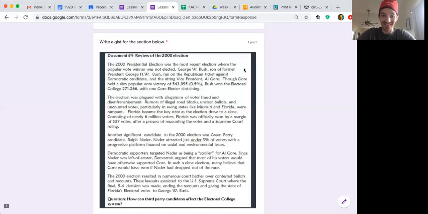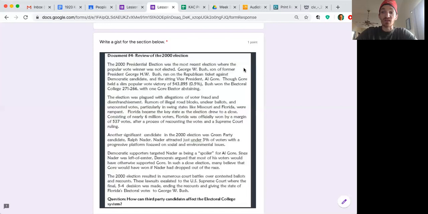The 2000 election resulted in numerous court battles over contested ballots and recounts. These lawsuits escalated to the U.S. Supreme Court, where the final 5-4 decision was made, ending the recounts and giving the state of Florida's electoral votes to George W. Bush. That's a huge text right there, guys, but it's a super important moment in history. Al Gore received more votes than George Bush in the entire United States. He received about 550,000 more votes. So about 550,000 more people voted for him than George Bush.